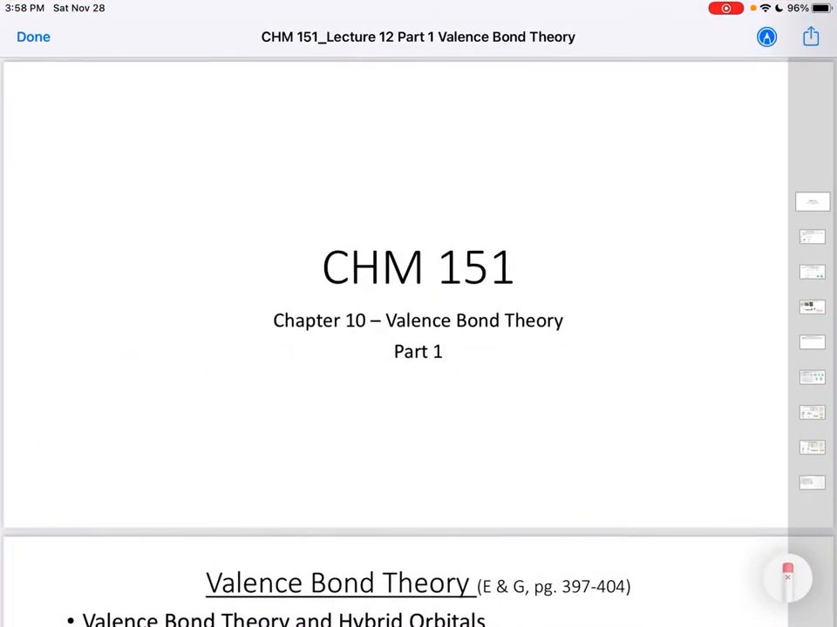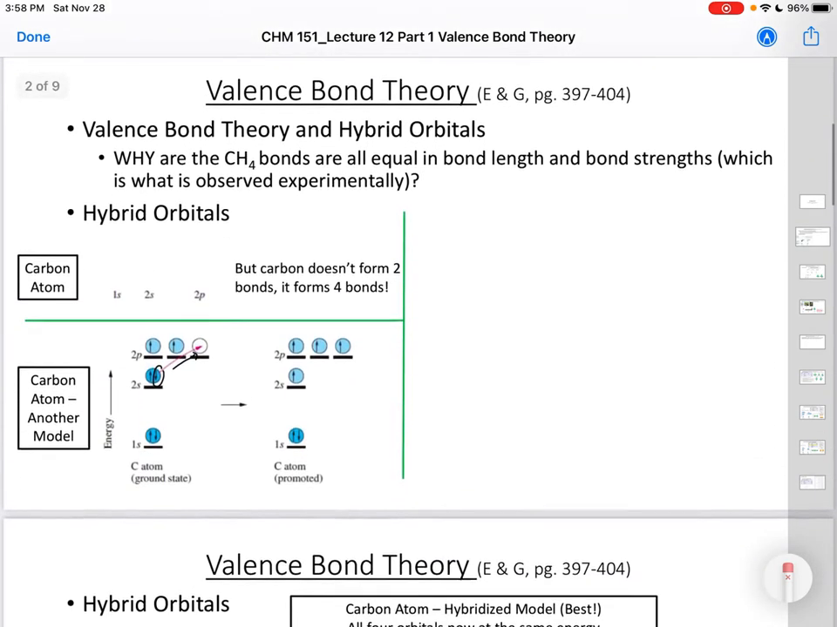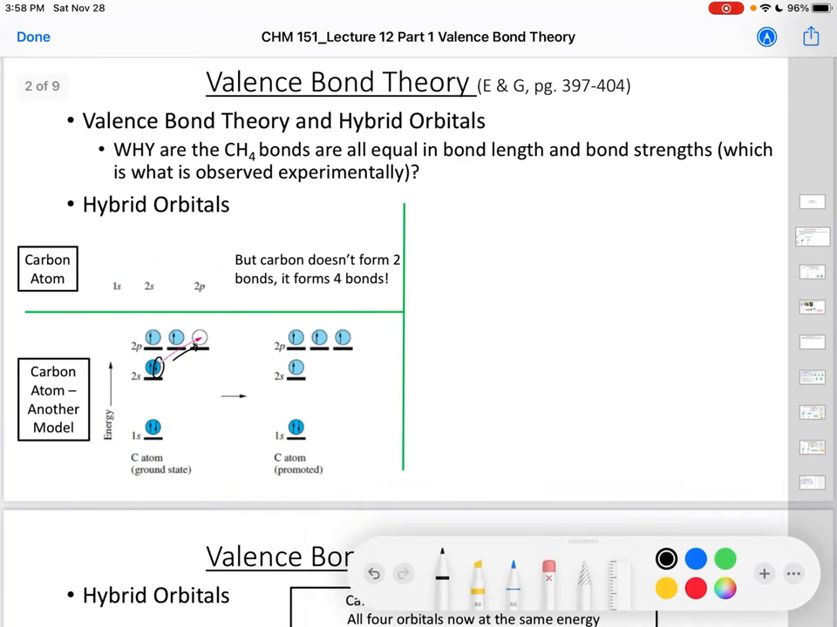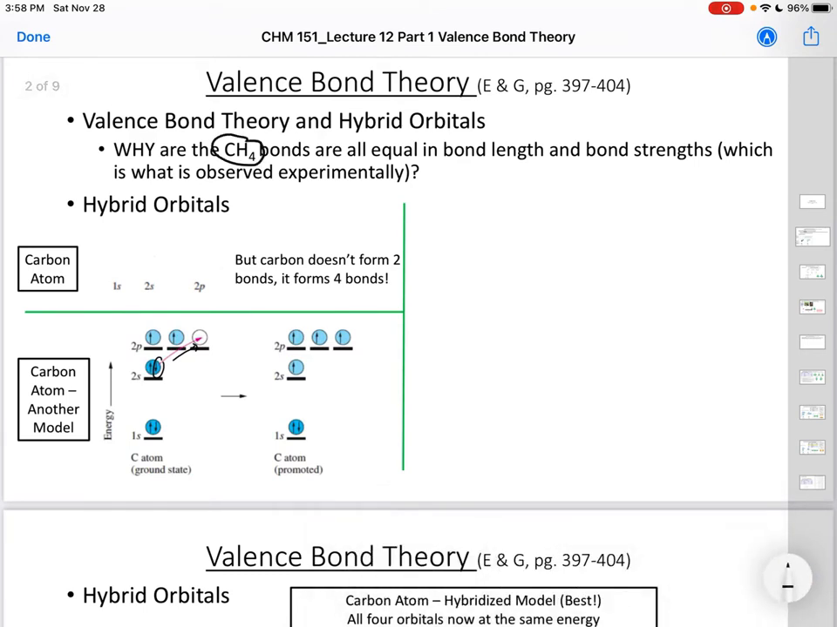So this is going to be chapter 12, part 1 on valence bond theory. Valence bond theory is actually a continuation of the VSEPR diagrams that we were talking about in the last chapter, in chapter 10. The idea here is with valence bond theory, if you had carbon CH4, what you would draw for the VSEPR diagram is carbon, a hydrogen up, a hydrogen to the side, a hydrogen forward, and a hydrogen back as well.